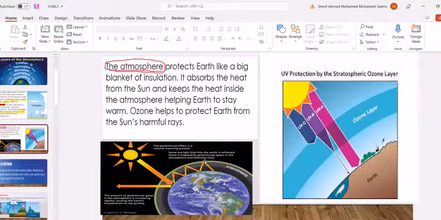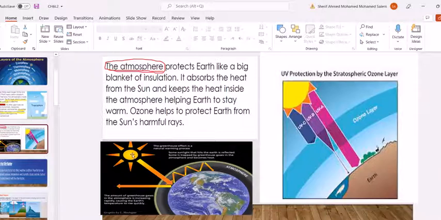Yeah, it protects the Earth like a big blanket. Look, it's like a blanket surrounding the Earth. So it's like a blanket of insulation. What is the meaning of insulation, teacher? It means it will absorb the heat from the sun and keep this heat inside the atmosphere. Okay, and it helps the Earth to stay warm.